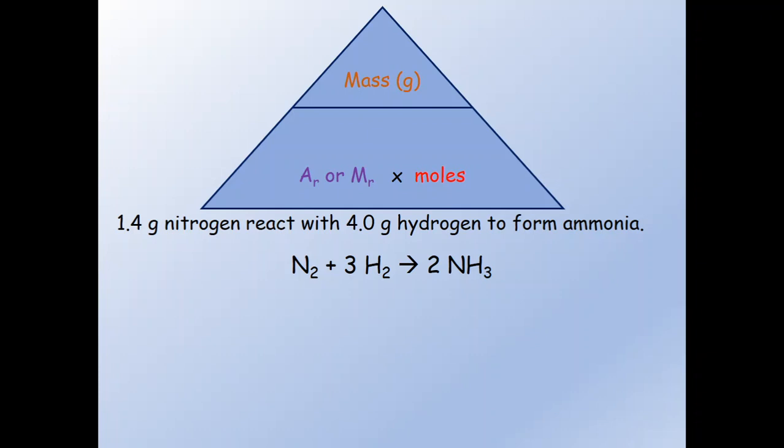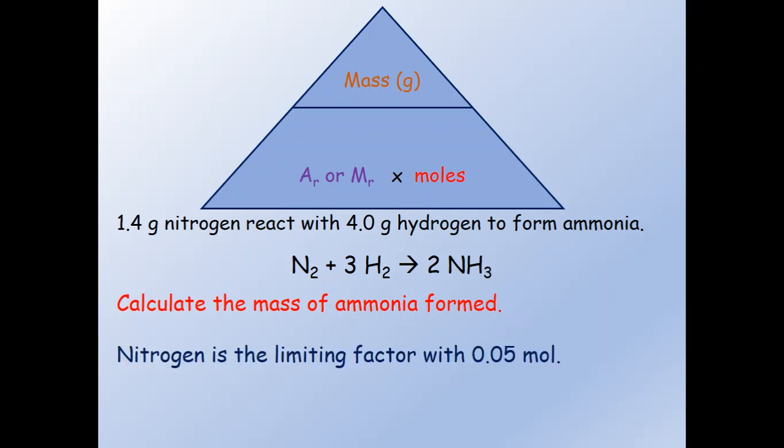Now we're going to stay with this example, with this reaction, but we're going to change the question. The question now is, calculate the mass of ammonia formed. We already found out that nitrogen is the limiting factor, and we have 0.05 mole of it, and this means that we can form maximum 0.05 mole of ammonia. We cannot make more ammonia than that. So we already have the moles now.